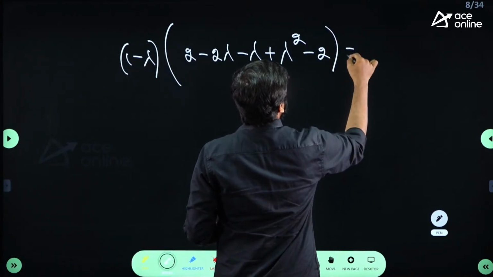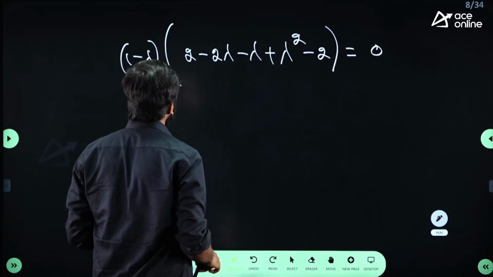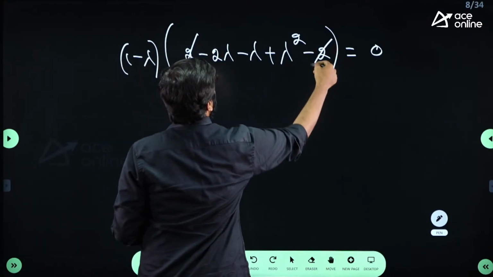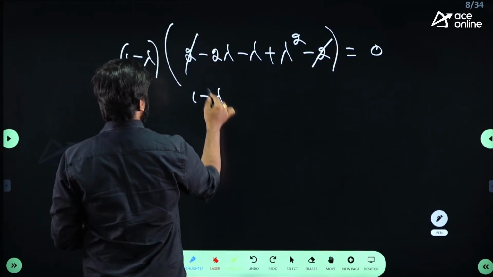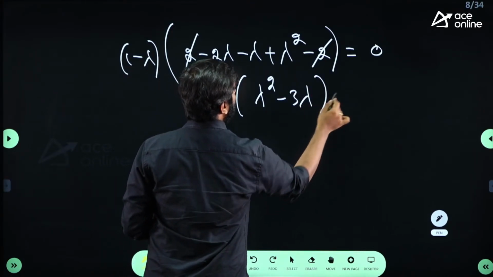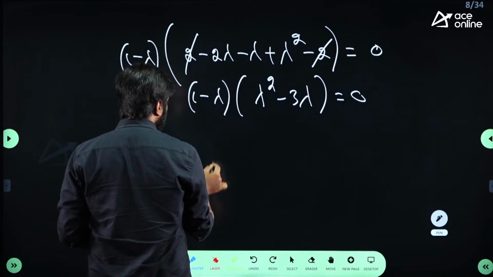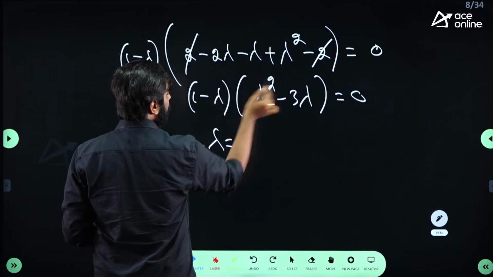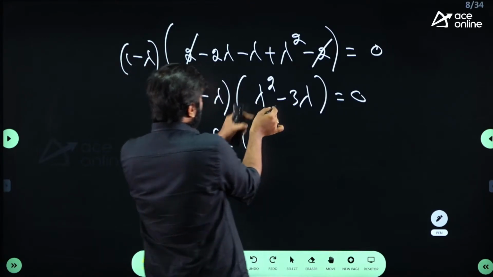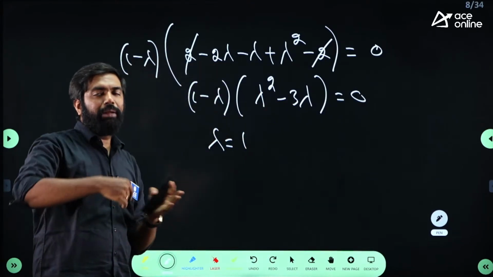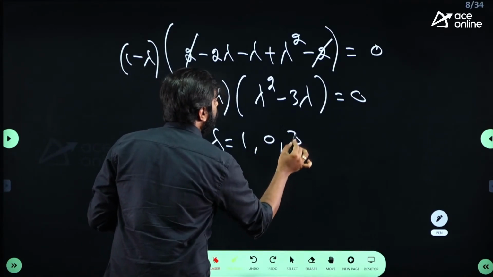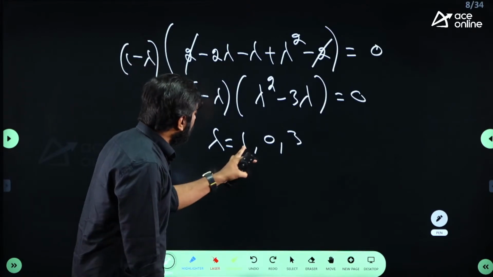Yeah, this is 0. So what's happening here? This cancels. So you have (1 minus lambda) into (lambda square minus 3 lambda) equal to 0. So from this one can easily find the eigenvalues. If you equate this factor to 0, you get lambda as 1. Then lambda can be taken out from the other factor: lambda into (lambda minus 3), that means the other eigenvalue is 0 and the third one is 3. So these are the eigenvalues.